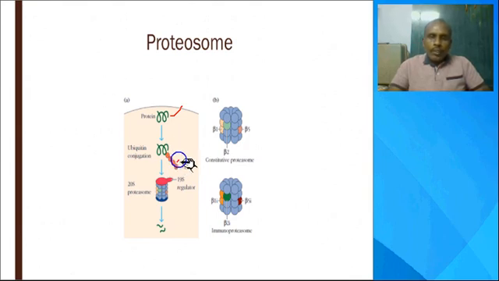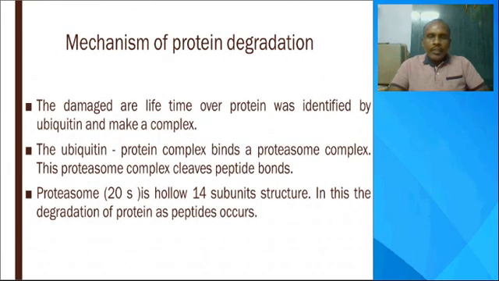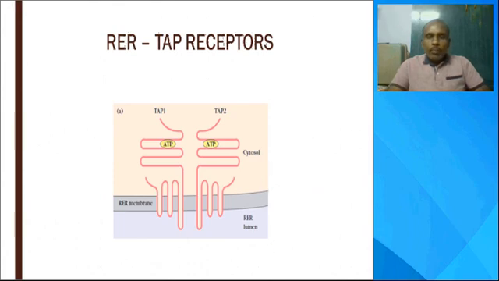Here, ubiquitin, a protein, will attach to the protein. Now this complex conjugates with the proteasome. The proteasome is 20S and contains 14 subunits. It is a tubular, hollow structure. In this hollow lumen, the peptide bonds of the proteins are cleaved, so peptides are generated.